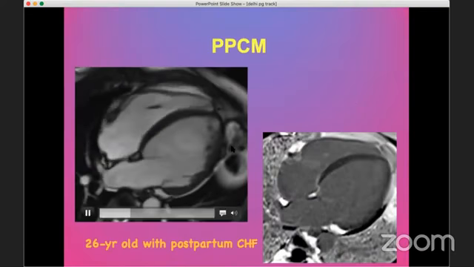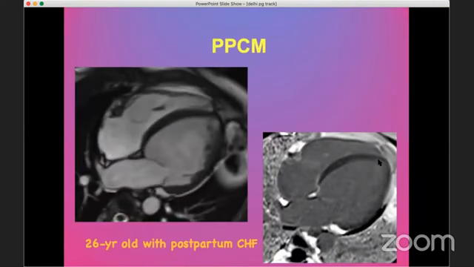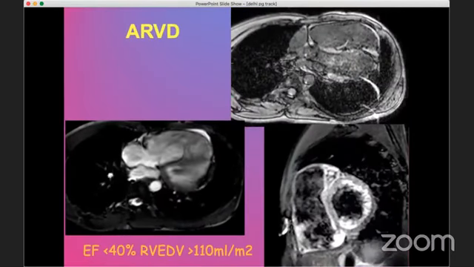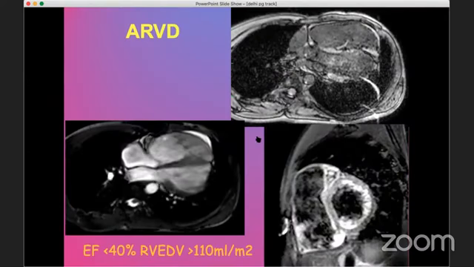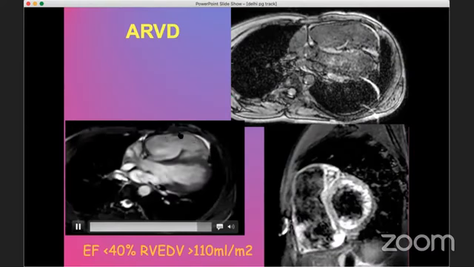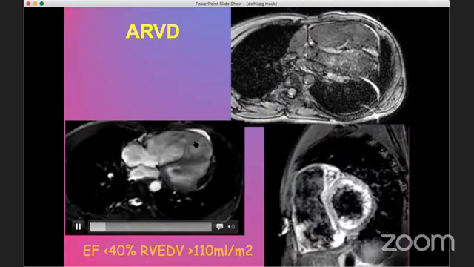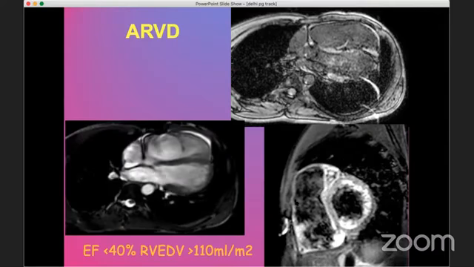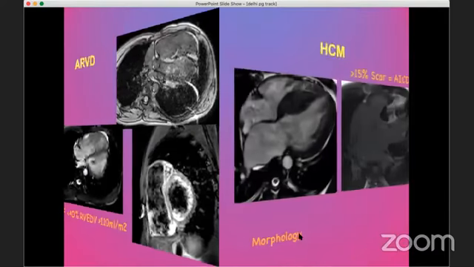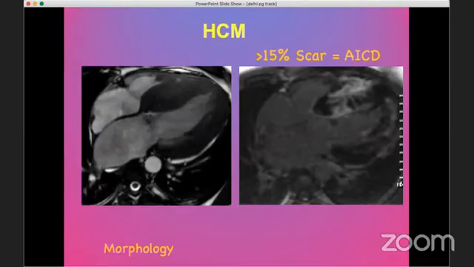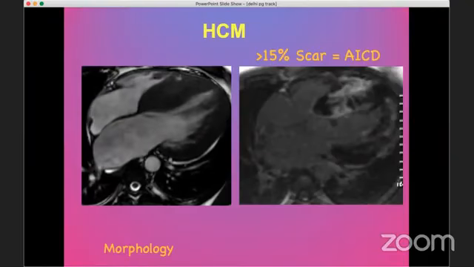PPCM is again a diagnosis that we get a lot of referrals for. They present just like dilated cardiomyopathies, but a good number of them have no scar and they do very well over time. ARVD is another disease which we have a lot of referrals from EP. The dilated ventricle, if you have an EF of less than 40 or an end diastolic volume more than 110, RV evaluation, I think MRI is the gold standard for it. If you can add on fat deposition here and scarring here, you really have a very good diagnosis of the disease, ARVD, and these patients get an ICD straight away.